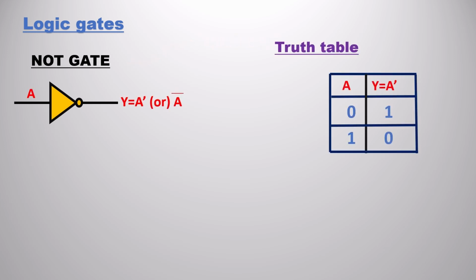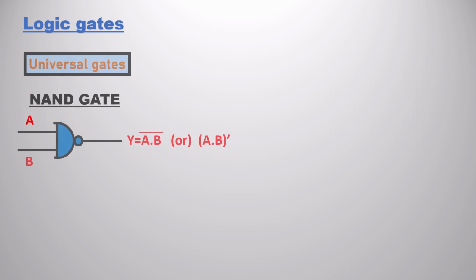This is the truth table of the NOT gate. We have only one input, so we are going to write only one input column. The output is y is equal to A bar. If 0 comes, it changes to 1, and if 1 comes, it changes to 0. The 3 gates have been completed. I hope you understood those 3 gates.